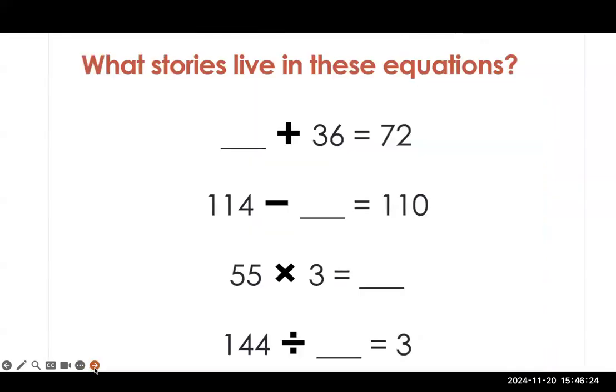So I might have a conversation like this. These are some larger numbers, this would be grade 3, grade 4. What plus 36 equals 72? 114 subtract what equals 110? What contexts, what stories might you think of when you see those particular numbers and equations? 36 and 72, I think about that relationship with dozens. When I think about 55 times 3, I automatically see 50 times 3 and then 3 times 5. So I decompose. 144, again, we've got 12 12s there. So how can I use that to help me think of a story that might go with these particular equations?